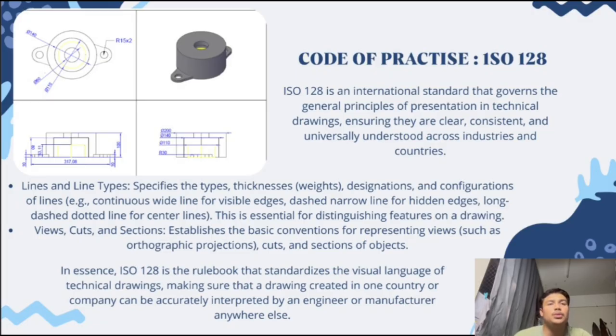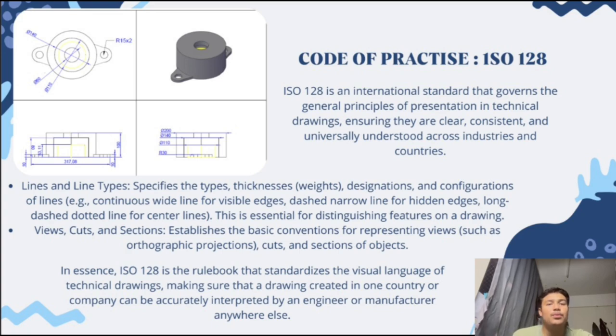Next, ISO 128 covers two main aspects. First, lines and line types. It specifies different types and thicknesses of lines used in drawings. For example, a continuous thick line shows visible edges, a dashed line represents hidden edges, and a long dash-dot line marks the center. These variations are important because they help us distinguish different features on a technical drawing clearly.